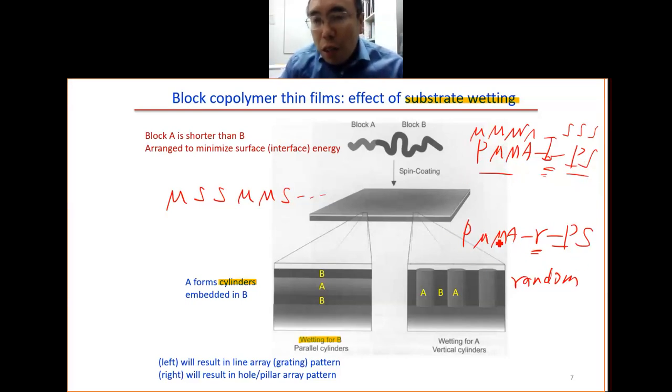But how to make this random copolymer on the surface? This can be done by using the brush.